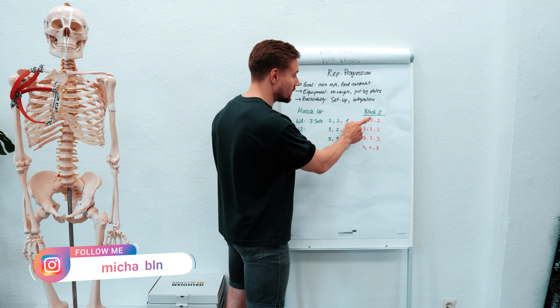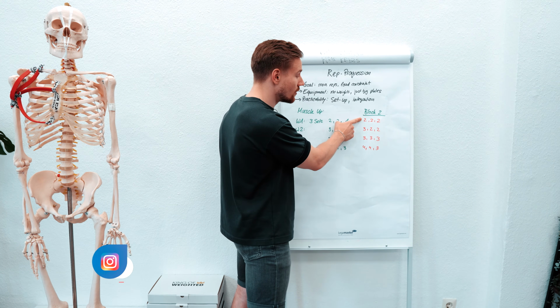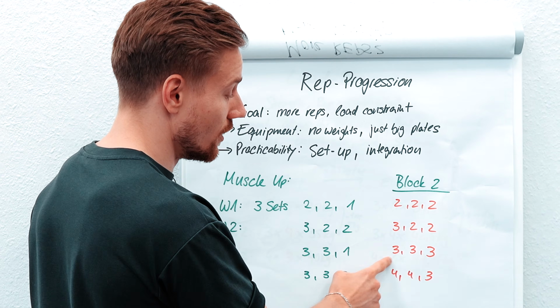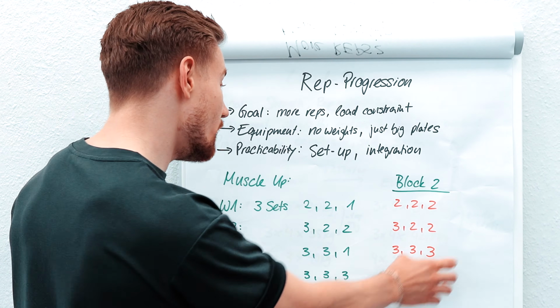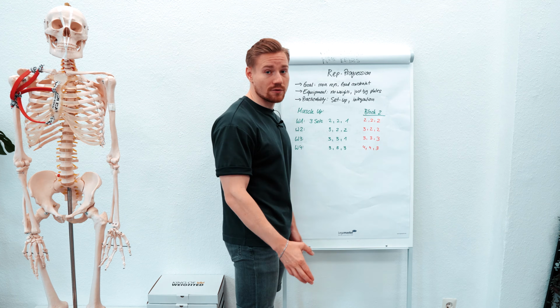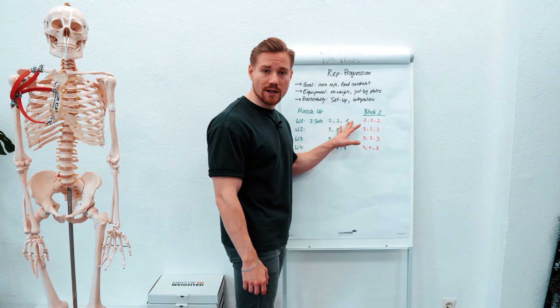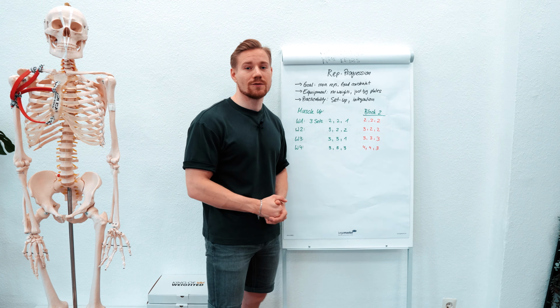So what you're gonna do is you start again a bit lighter, work with good quality, and then it could look like this. You start pretty chill, 2, 2, 2, 3, 2, 2, 3, 3, 3, and 4, 4, 3. And then you see maybe another block and you would achieve your goal of 5 muscle-up repetitions. As I said, just a random example, but that is how you could set up a rep progression for a muscle-up.